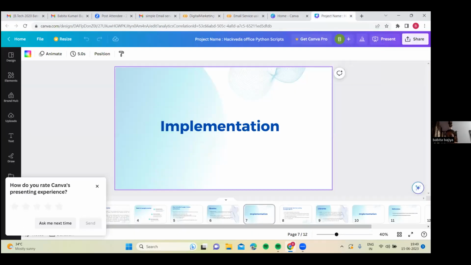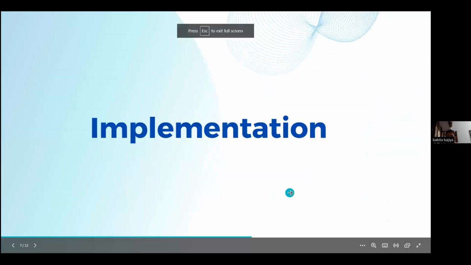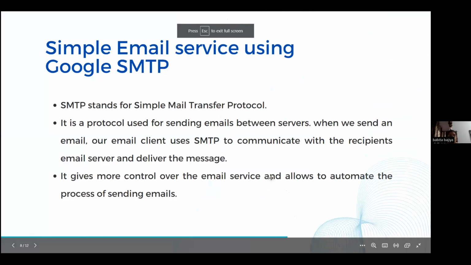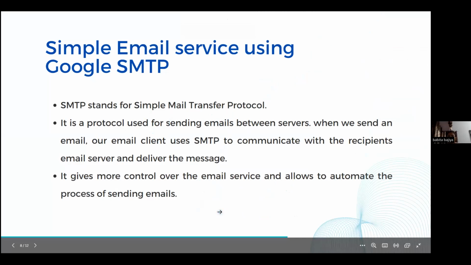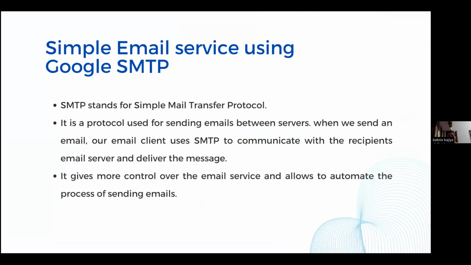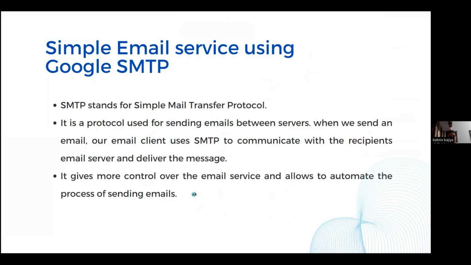Then see my second task. My second task was simple email service using Google SMTP. SMTP stands for Simple Mail Transfer Protocol. It is a protocol used for sending emails between servers. When we send an email, the email client uses SMTP to communicate with the recipient's email server and deliver the message. It gives more control over the email service and allows us to automate the process of sending emails.